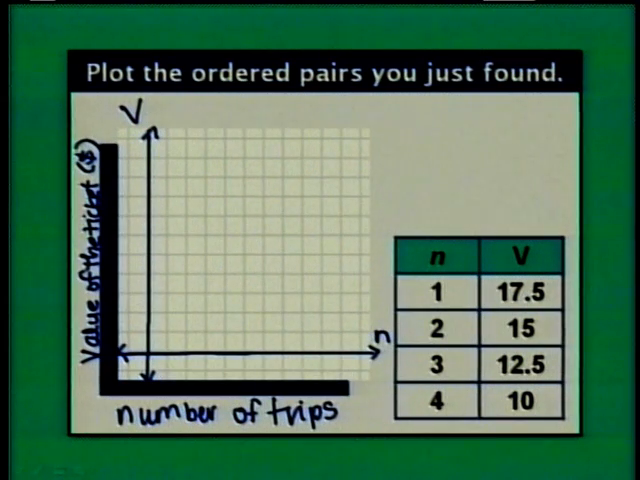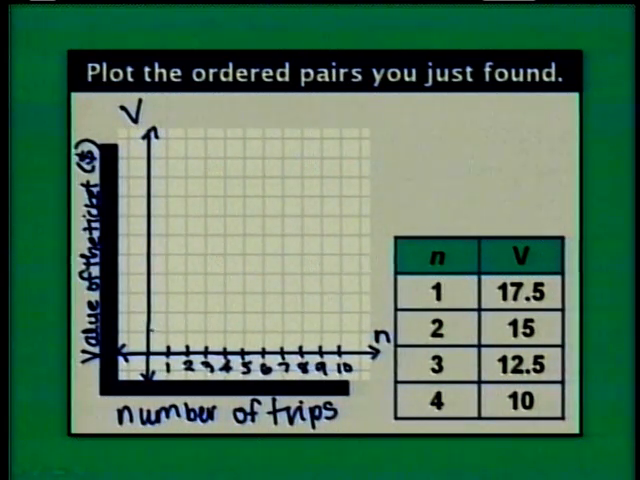Now I need to choose some scales for my axes. For my n-axis, I just need to plot the numbers 1, 2, 3, and 4. So I think choosing a scale of 1 will work on the n-axis. On the v-axis, I need to plot numbers 17.5, 15, 12.5, and 10. Let's see if using a scale of 2.5, since the value is decreasing by 2.5 with each trip, works.